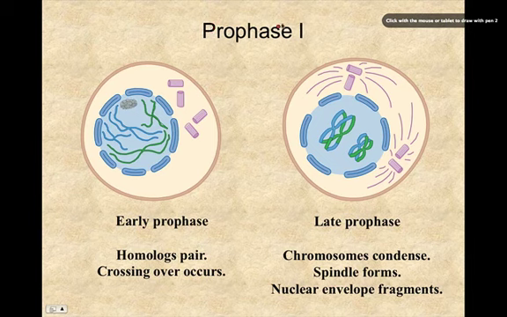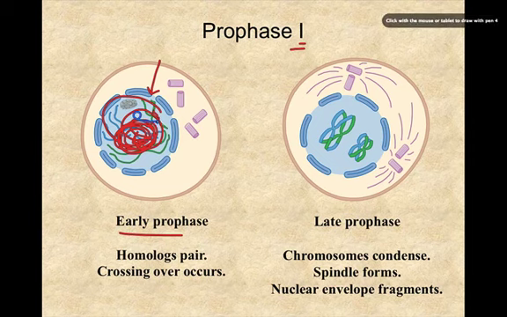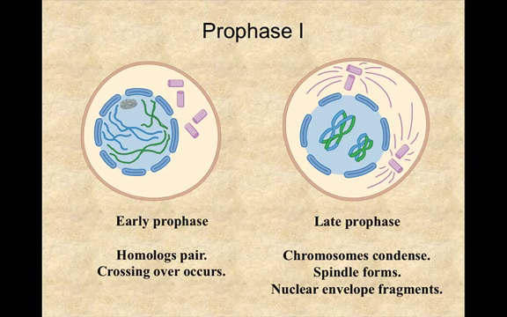Prophase 1, and once again you'll notice there's a Roman numeral after that. Early prophase, the homologs pair up and crossing over occurs. Now, crossing over is going to occur because these chromosomes are smashed together inside of the nucleus. They're so compact that they might be on top of each other and some switch places. Late prophase, chromosomes condense. Condense means to squish. The spindle forms and the nuclear envelope fragments. And what the word fragment means is, as you can see, it's starting to break down.